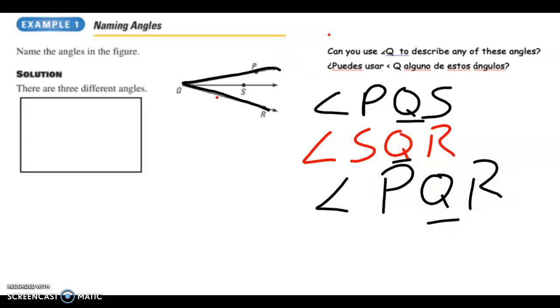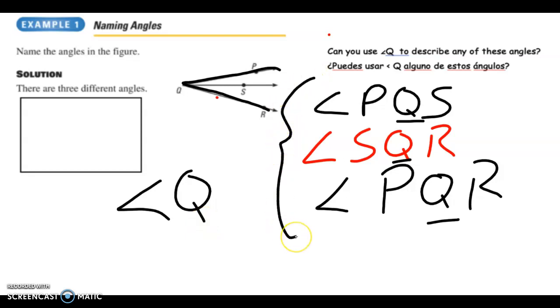So then the question is, can you use Q to describe any of the angles? Could I possibly say angle Q? And the answer is no. Because if I said angle Q, you'd be wondering which one of these three I was trying to describe, because they all have Q at the center. So I can't just use one letter for this. It would be too confusing. You wouldn't know which angle you were referring to.